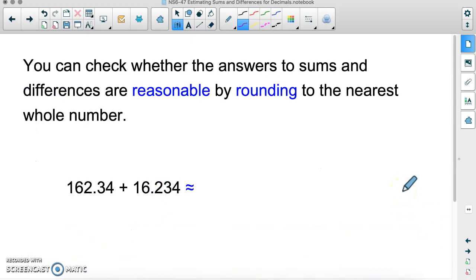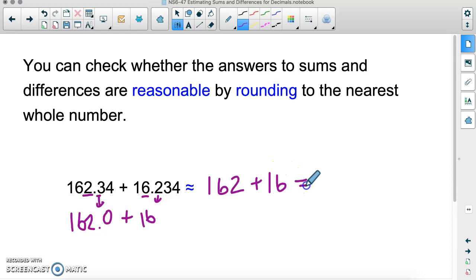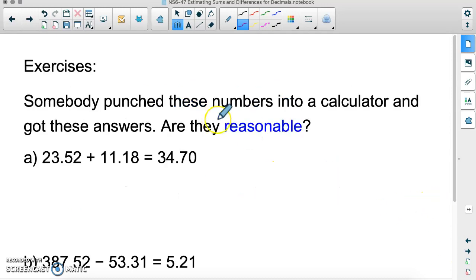So we can check whether the answers to sums and differences are reasonable by rounding to the nearest whole number. So if we have 162.34, I'm going to round the ones digit. So I look to the 3, it tells us to round down. So 162 is closest to 162.0 plus 16.2. I want to round the 6. The 2 tells us to round down, so this just stays as 16. So I then have 162 plus 16, which is a lot easier to add than these decimal numbers. It equals 178.